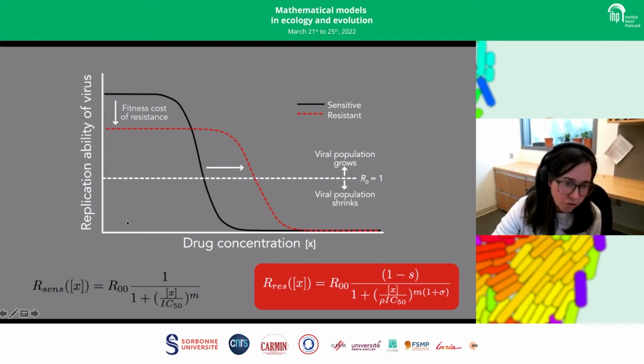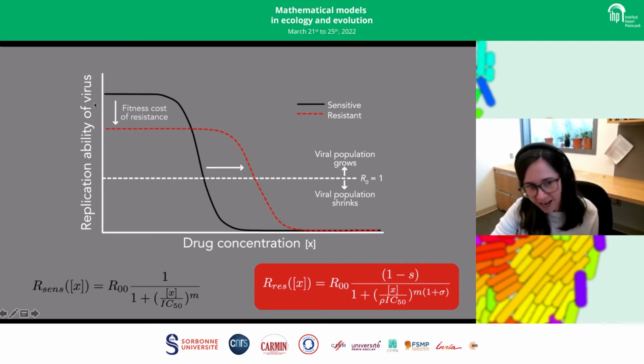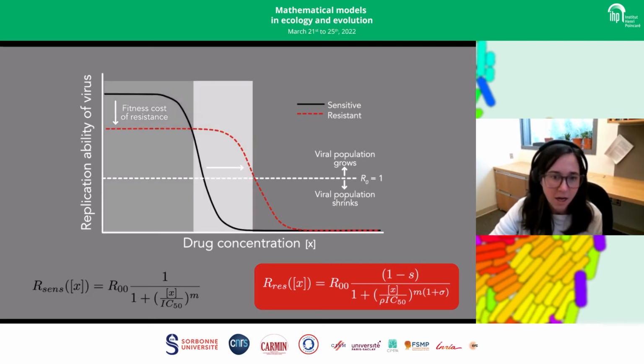So oftentimes at low drug concentrations, we can see that despite the fact that it's able to replicate at high drug concentrations, when the drug is absent, it's not able to replicate as efficiently as the wild type. So the dynamics between these two lines are going to determine whether we should see drug resistance evolve or not.